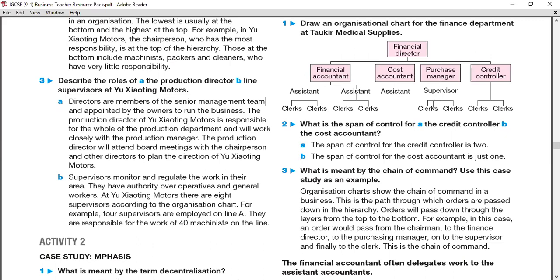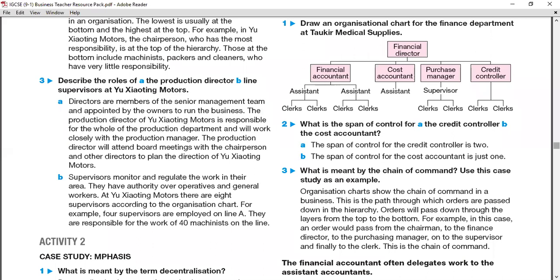So the financial director directly can't talk with the clerk, because there are many different clerks and different subject clerks. If you want to delegate some work, or you want to give some command, how will the chain of command go? Finance director through purchasing manager, through supervisor, to clerk, like that. So you can give an example from the case study.